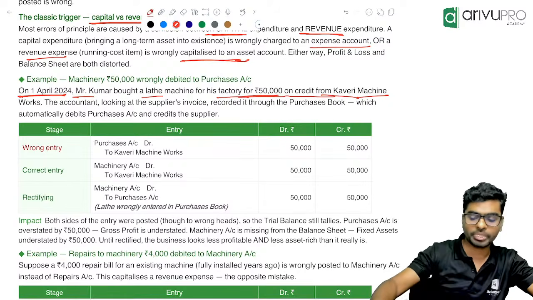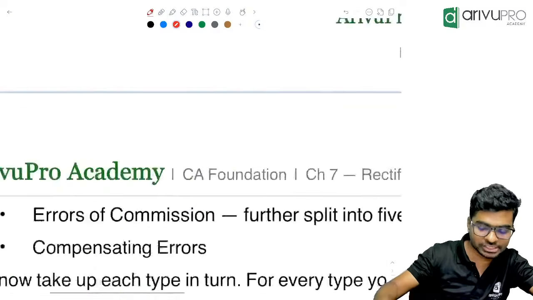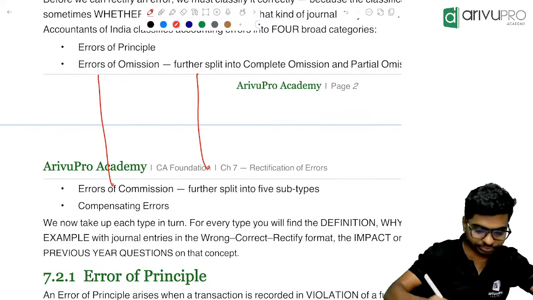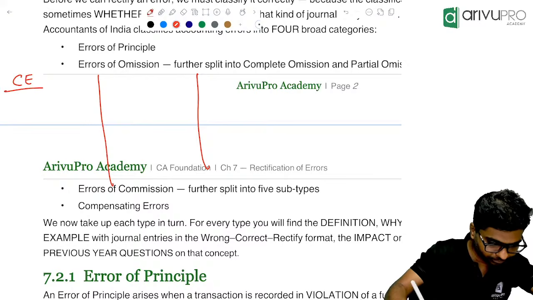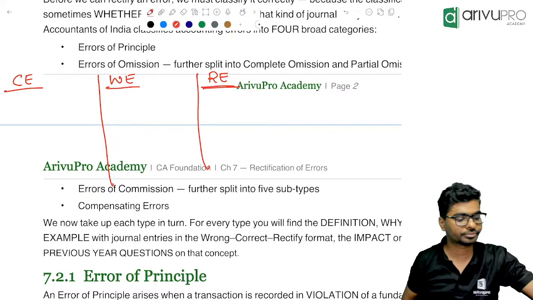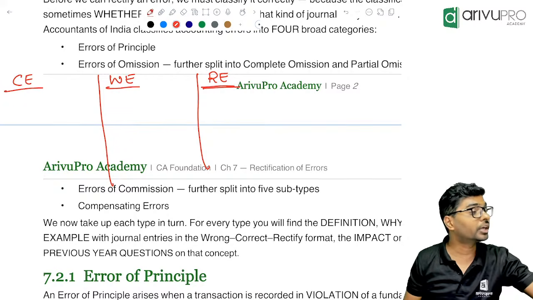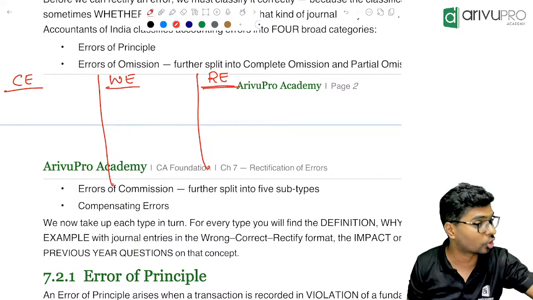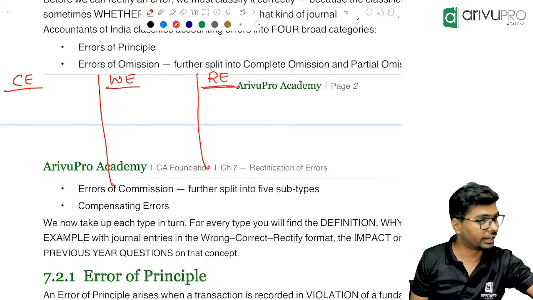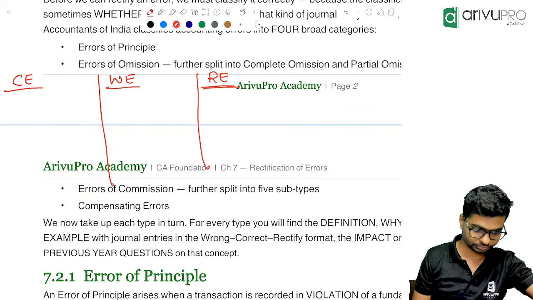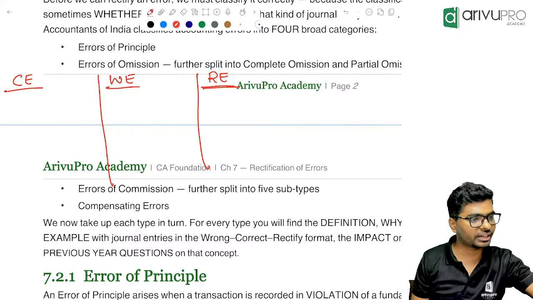Everyone open your book. The format that we are going to follow is like this. My working note will always have correct entry, wrong entry, and rectified entry, for every transaction. Shall we start writing?